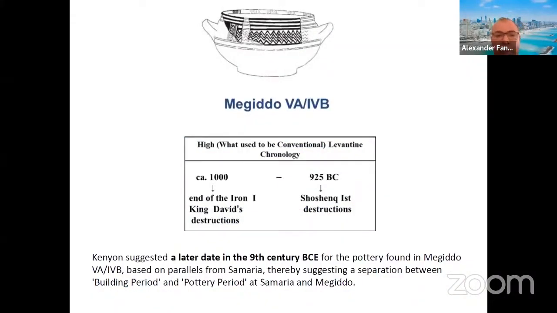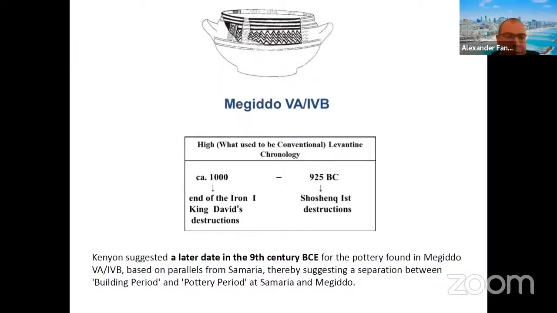Two pieces, actually, of Attic Middle Geometric I, early skyphos, were reported from Megiddo, from this presumably 10th century stratum, Megiddo VA-IVB. And as I said, this stratum, according to what used to be conventional, or what we now call the high Levantine chronology, was supposed to be dated to the 10th century. That is to say, between the destruction associated with King David around 1000 BC in Megiddo, and the destruction associated with Shoshenq, so in the 10th century.